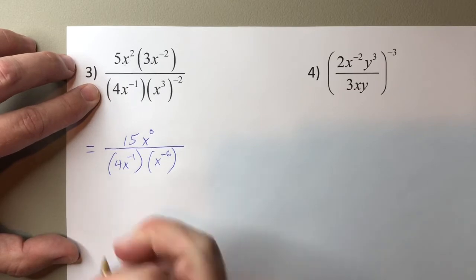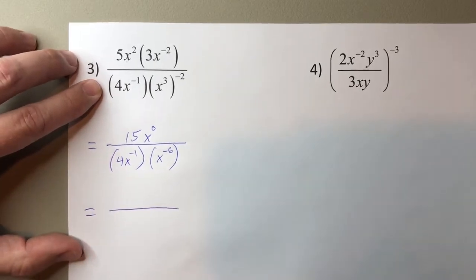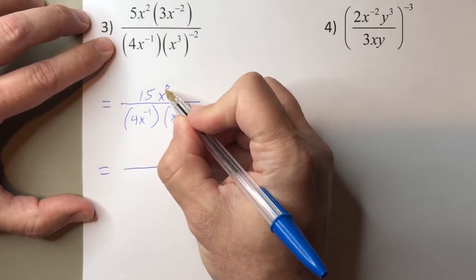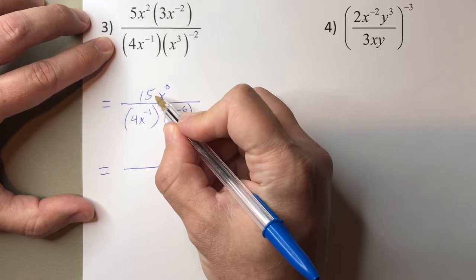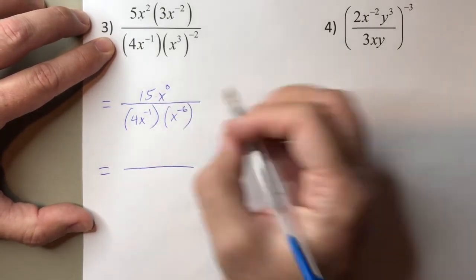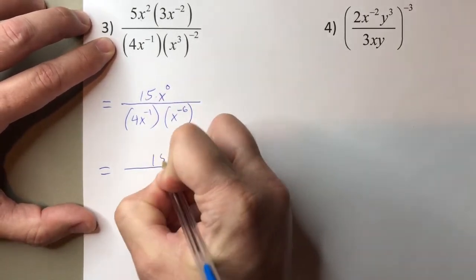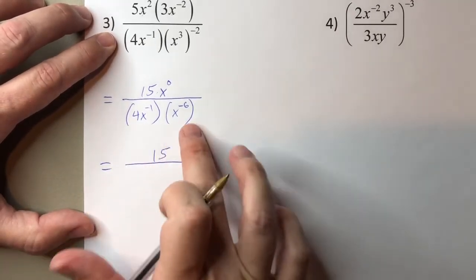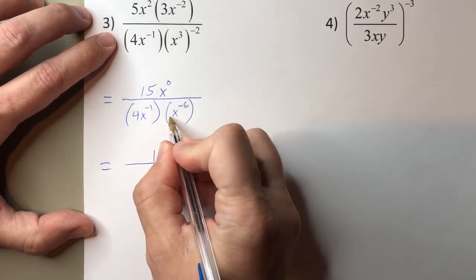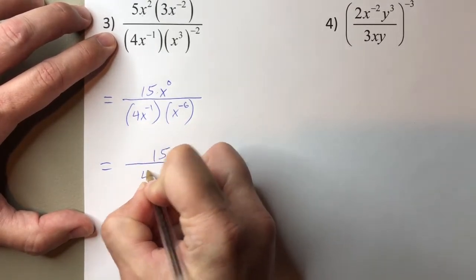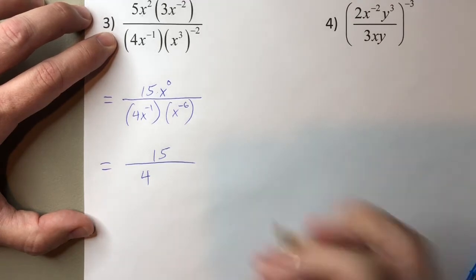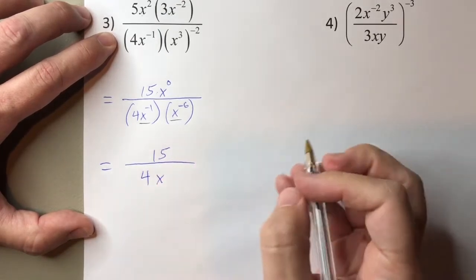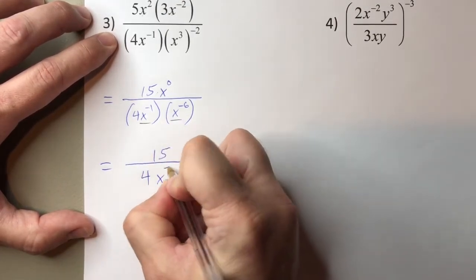All right. So the next thing I'm going to do with this one is, again, review that x to the 0 becomes a 1. So in the numerator, you have 15 times 1 understood, which is still 15. And now in the denominator position, 4 times an understood 1 is still a 4. And again, we are multiplying like bases together. When you multiply like bases, you add the exponents. Negative 1 plus negative 6 is negative 7.